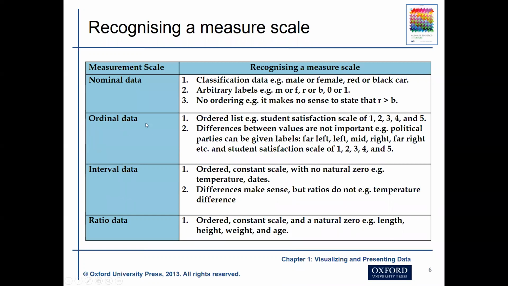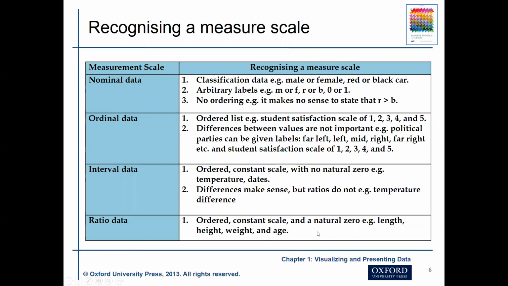Then coming to the ordinal. Ordinal is an ordered list. Student satisfaction scale 1, 2, 3, 4, 5, where 1 is poor, 5 is excellent, like that. Then interval data. Just now I explained the temperature, dates also. It won't start from zero, right? From January 1st to 31st December, there won't be any zero. It won't start from zero. So no natural zero. Then ratio.